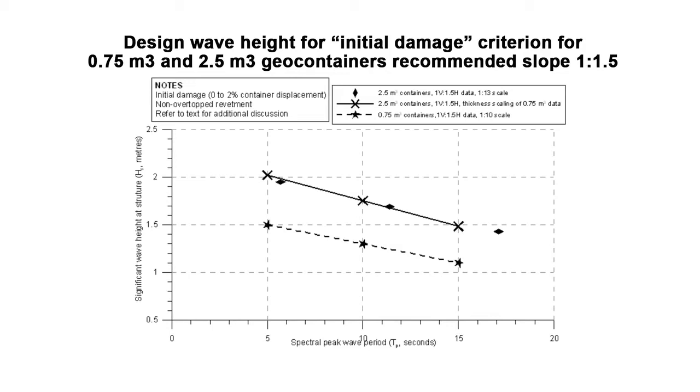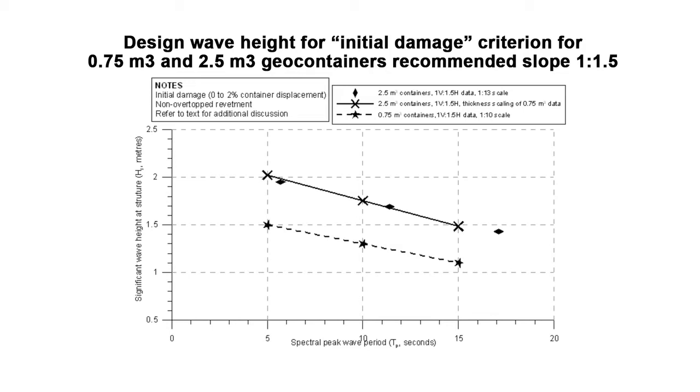So how this graph works: this is the significant wave height at the structure. So this is effectively the waves that are reaching the structure and potentially breaking on the structure. The graph goes from 0.5 metre up to 2 metres. So this is the wave height at the structure. The axis along the bottom is the wave period.